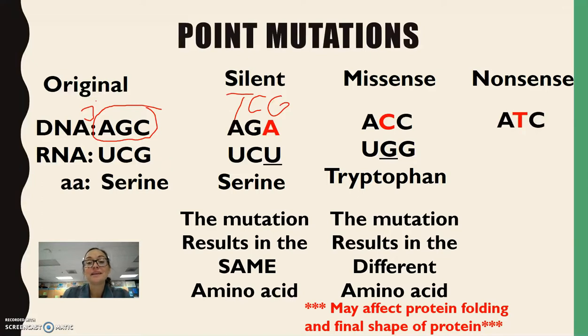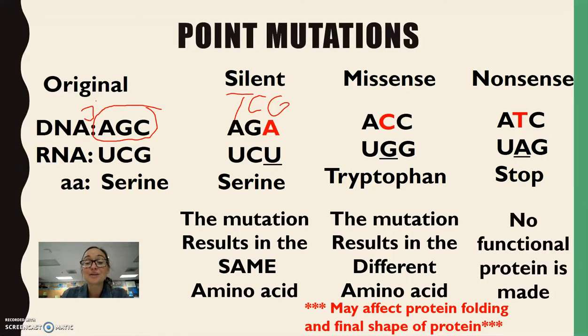And then we have what's called a nonsense mutation. A nonsense mutation changes the codon to be a stop codon. Now, this is like not messing around. This is no nonsense. And so with this, there's no functional protein being made.